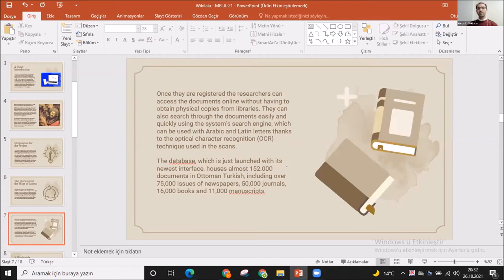Once they are registered, researchers can access the documents online without having to obtain physical copies from libraries. They can also search through the documents easily and quickly using the system's search engine, which can be used with Arabic and Latin letters, thanks to the optical character recognition, or OCR, technique used in the scans. The database, which has just launched with its newest interface, houses almost 150,000 documents in Ottoman Turkish, including newspapers, as I said, journals, books, and also manuscripts.